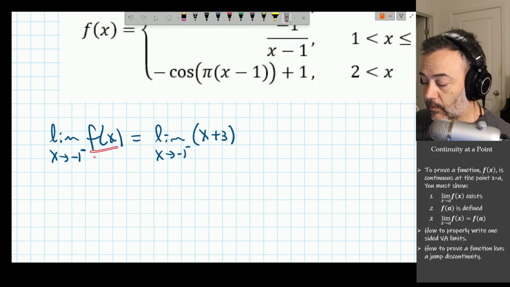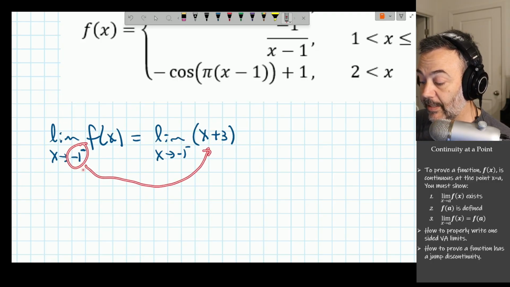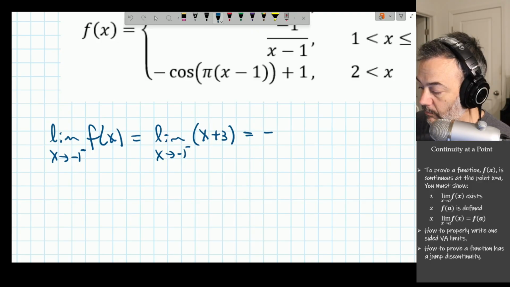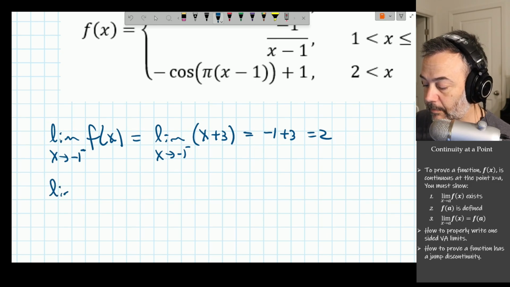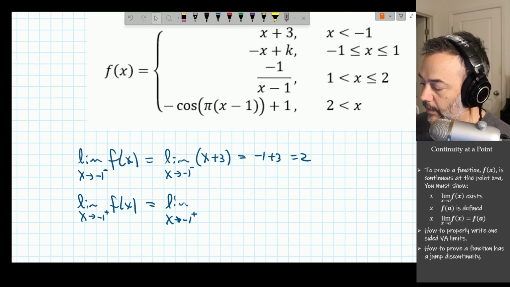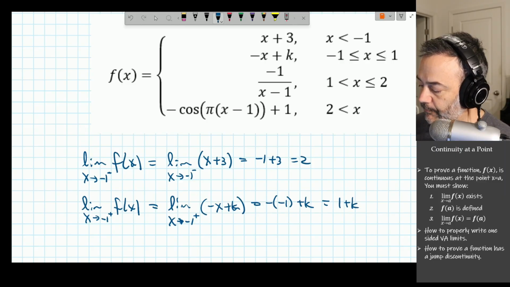Notice I showed what piece I'm using. That proves to me you know which piece of the function is to the left of -1. Now this is a polynomial, so we can do direct substitution. We get -1 plus 3, and that of course equals 2. Now we'll do the right limit. Limit as x goes to -1 from the right of f of x equals the limit as x goes to -1 from the right of -x plus k. So what is that? It is 1 plus k.